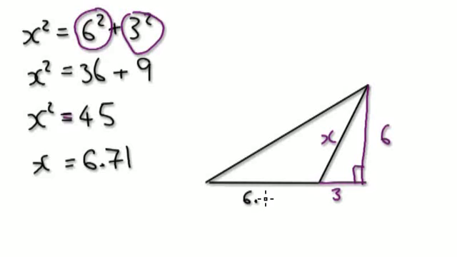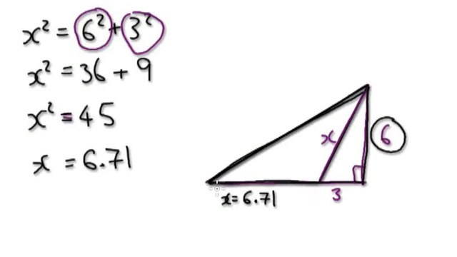So this must also be 6.71 because it's an isosceles triangle. So this length here is the same as this length here, 6.71. Don't forget this is also x. So now we know the two sides. We've got to find out this length here. Well, now jump to the big triangle here. Now the height of this big triangle is 6.